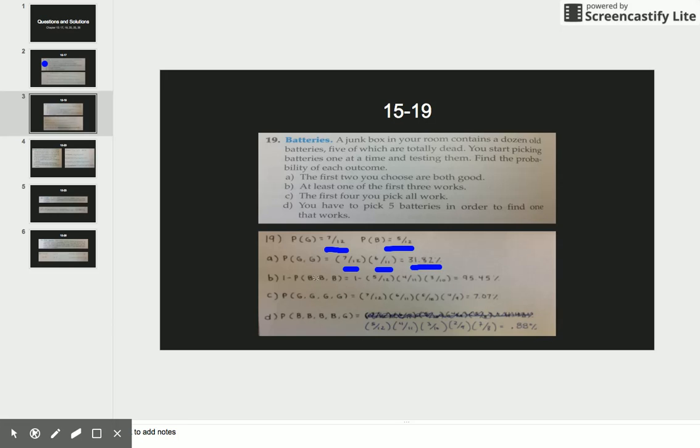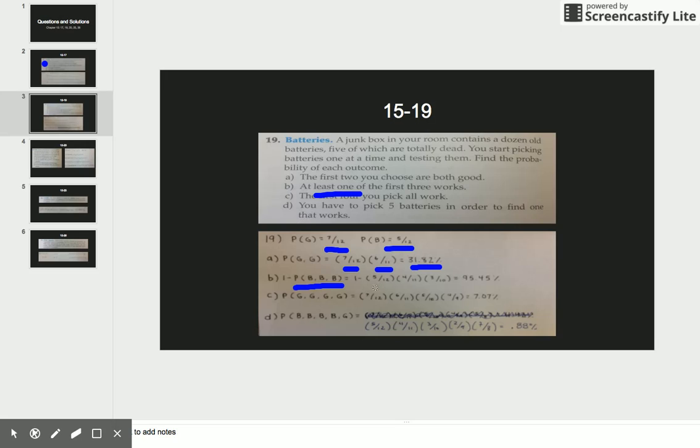Here, this next one, that hard one, is the at least. Oh my goodness. That means I could have one work or two work or three work. I'm going to look at the alternative. The alternative is that they're all bad, none of them work. If I subtract that from one, I'll actually be getting my answer of the at least. So I'm doing the complement.